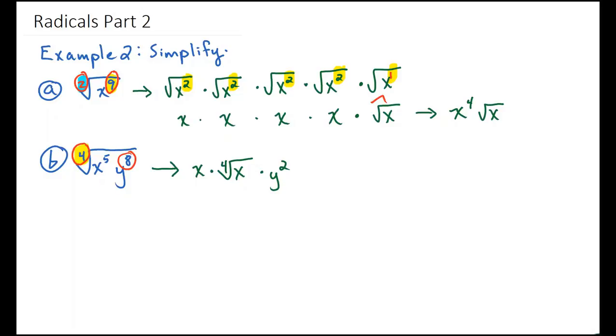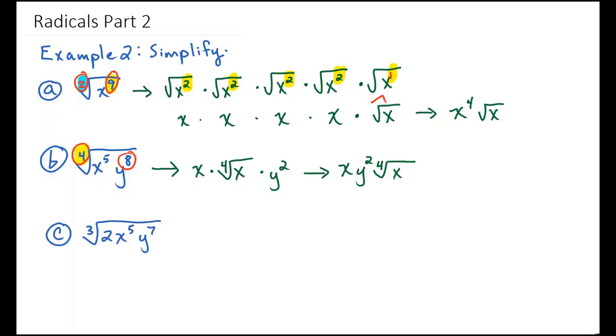I did a lot of that out loud and not written down, so if you need to back the video up and listen to it all again, I encourage you to do so. But to finish it up, we need to write the stuff that's out from under the radical out front, and then the radical stuff on the end. That gives me x y squared fourth root of x. Fancy math. Alright, let's do one more, and then I'll send you off on your own.